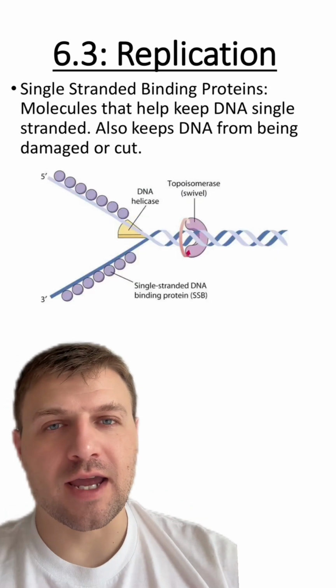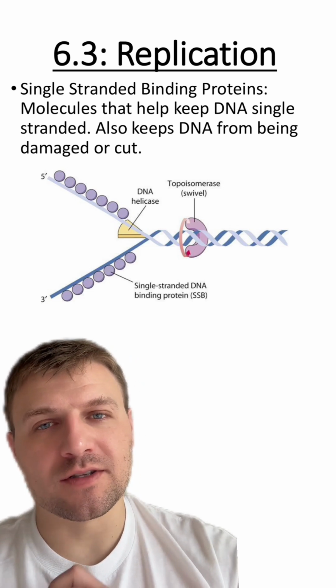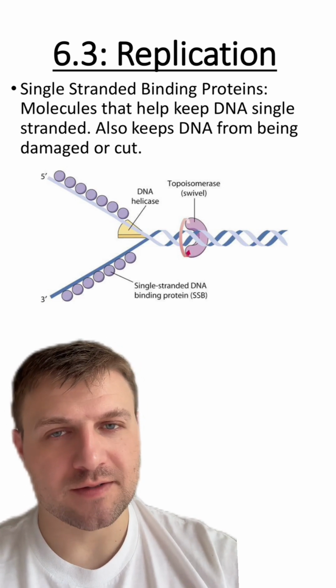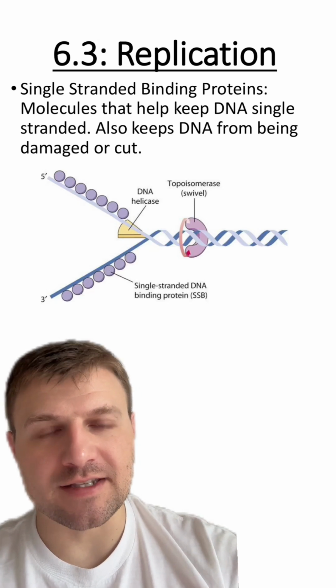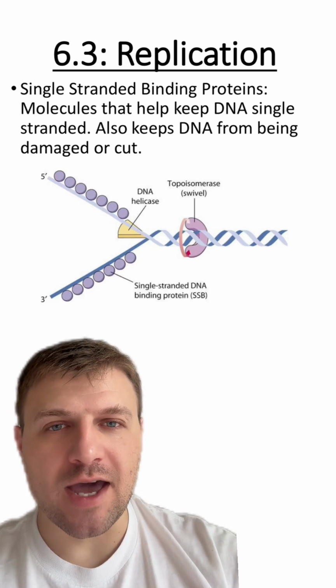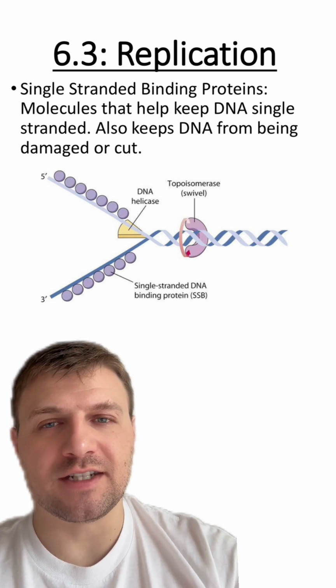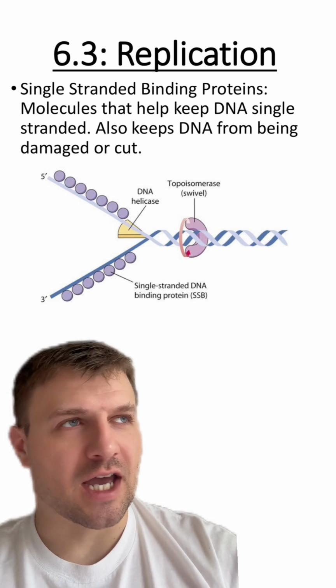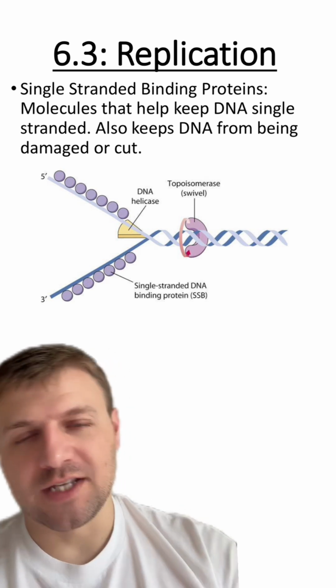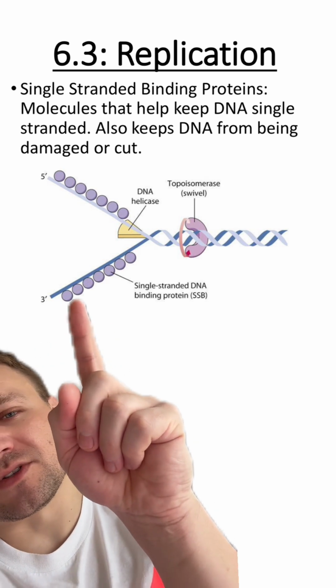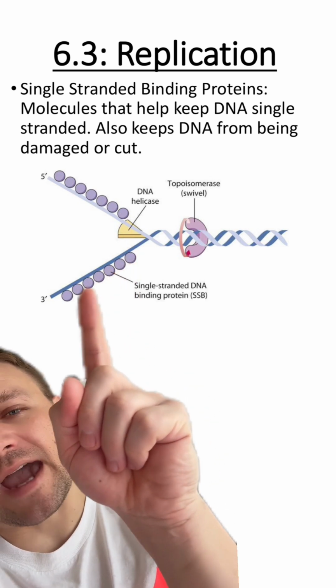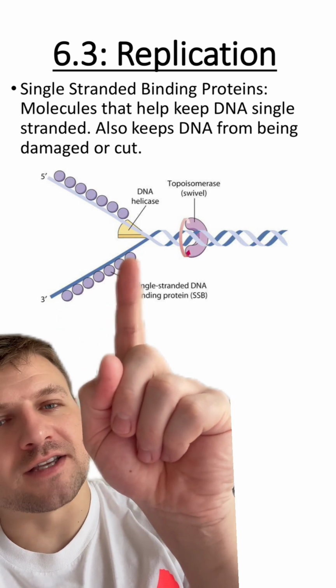Our next important aspect of replication is something called single-stranded binding proteins. These are sometimes known as SSBPs, and what they do is they help keep the single strands of DNA from getting damaged, cut, or tangled with each other. You can see in our diagram here, these single-stranded binding proteins are on the backs of the template strands of DNA.